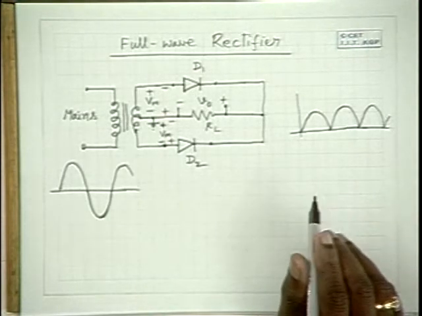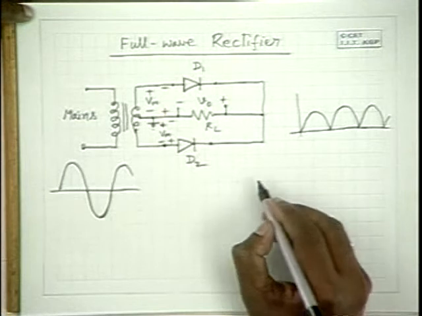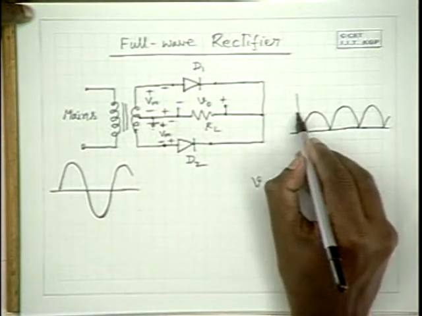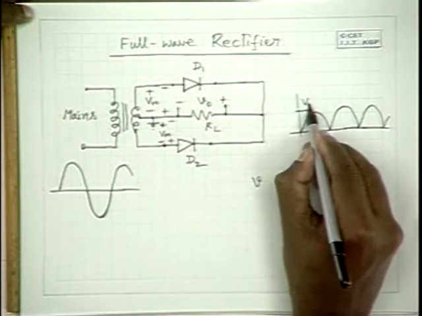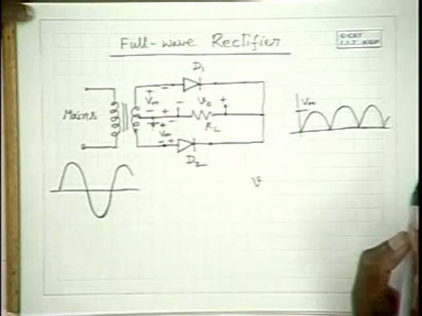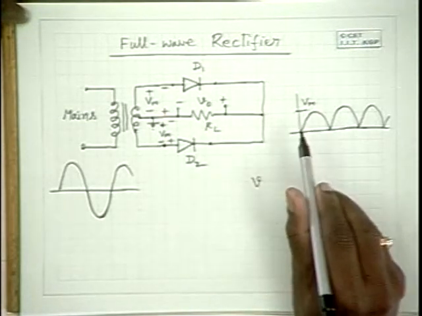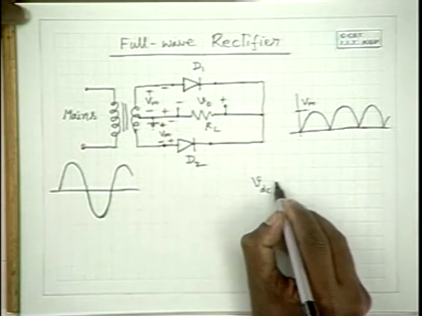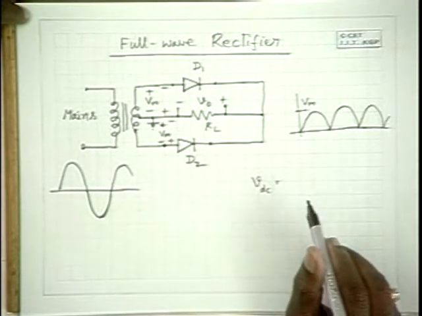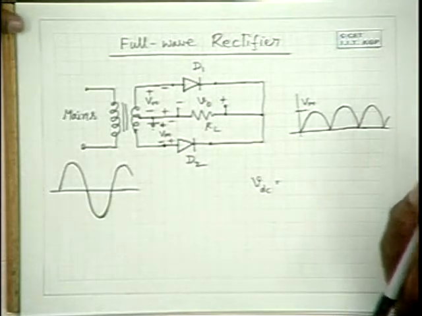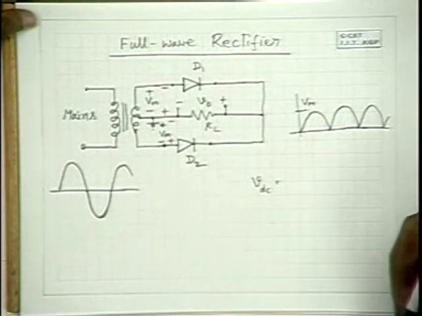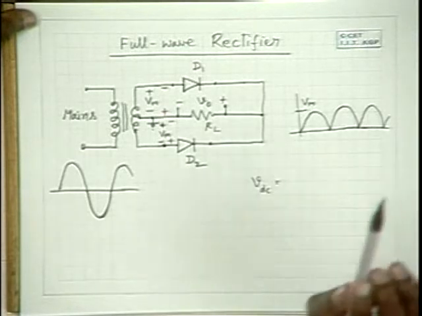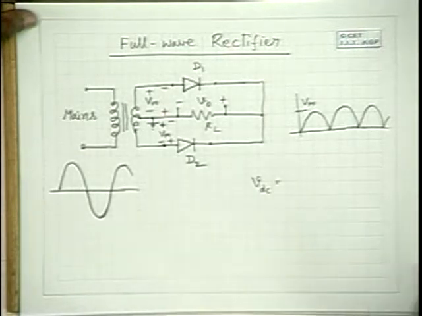Now let us analyze this circuit. What is the DC component? Please note that in this case also the peak voltage is equal to Vm, when the diodes are ideal. Okay, then what is the DC component you expect now? In the case of a half wave rectified waveform, we were integrating that half cycle over one full period.